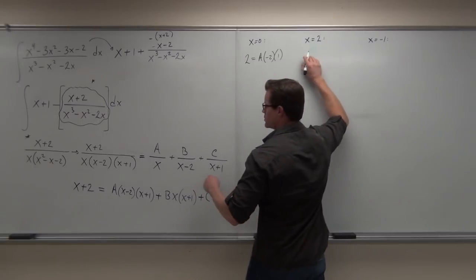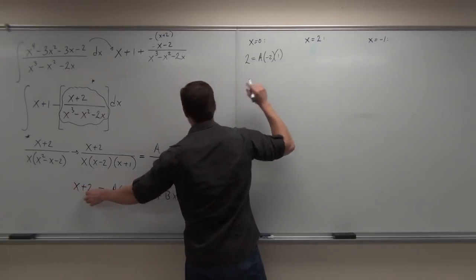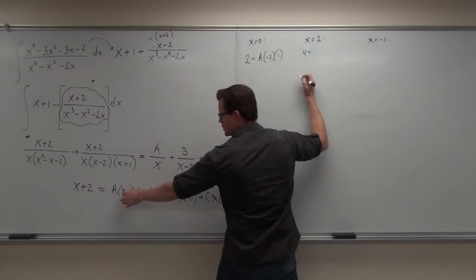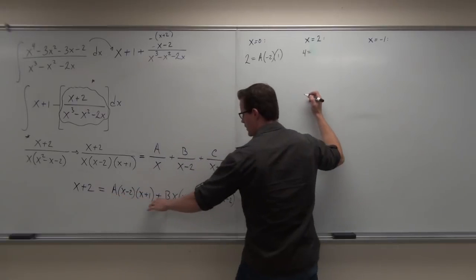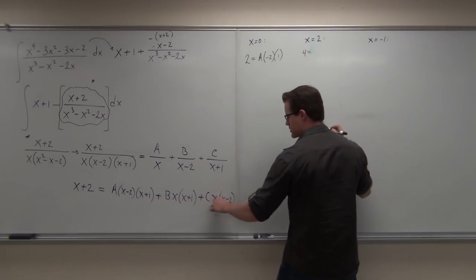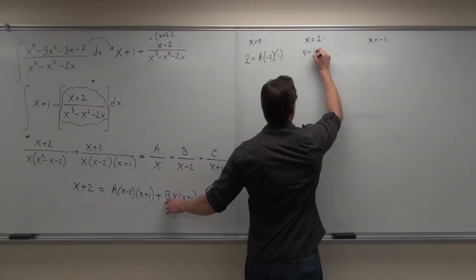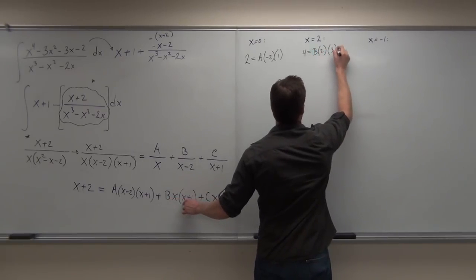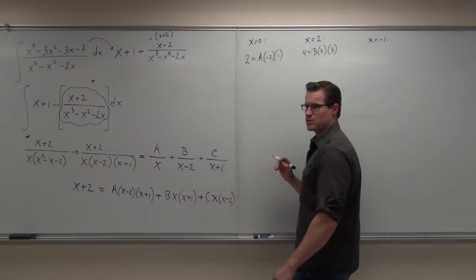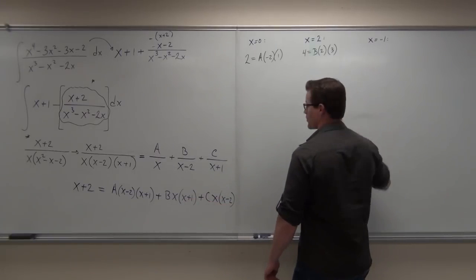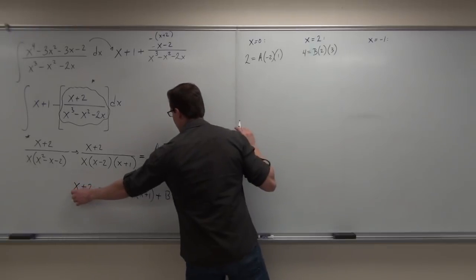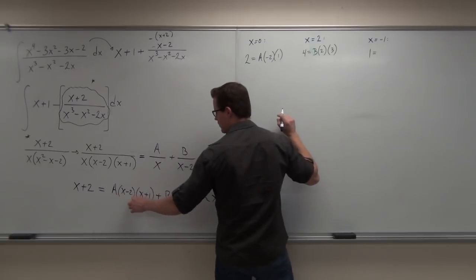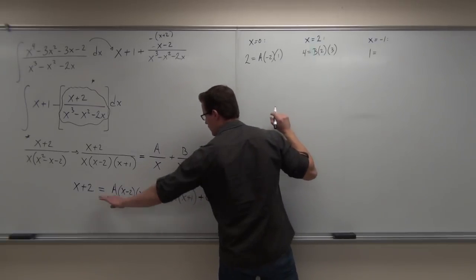Now let's plug in 2. If I plug in 2, don't forget you have to actually plug it in here. 2 plus 2 is 4 equals, if I plug in 2, 2 minus 2 is 0, this whole term is gone. 2 minus 2 is 0, this whole term is gone. I get B times 2 times 3. Did you get B times 2 times 3? Good. Lastly, if I plug in -1, remember to actually plug it in. -1 plus 2 is... If I plug in -1 here, this is 0, whole term gone.